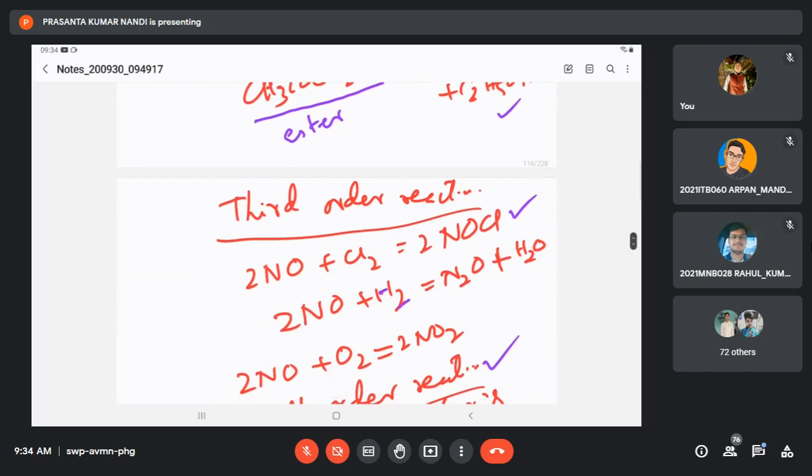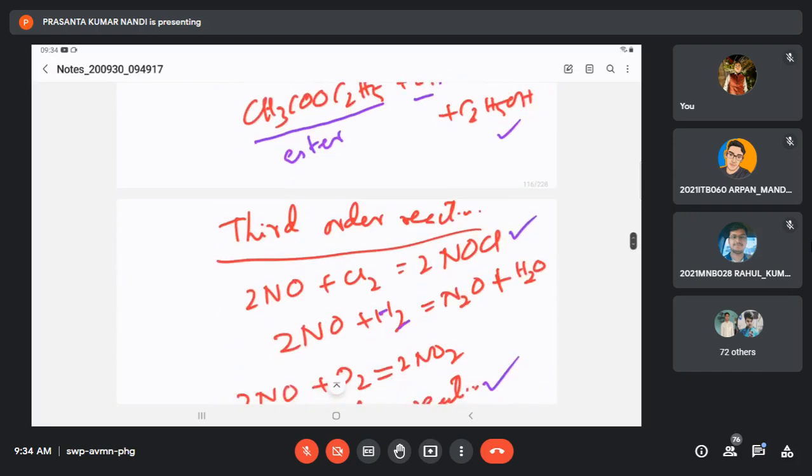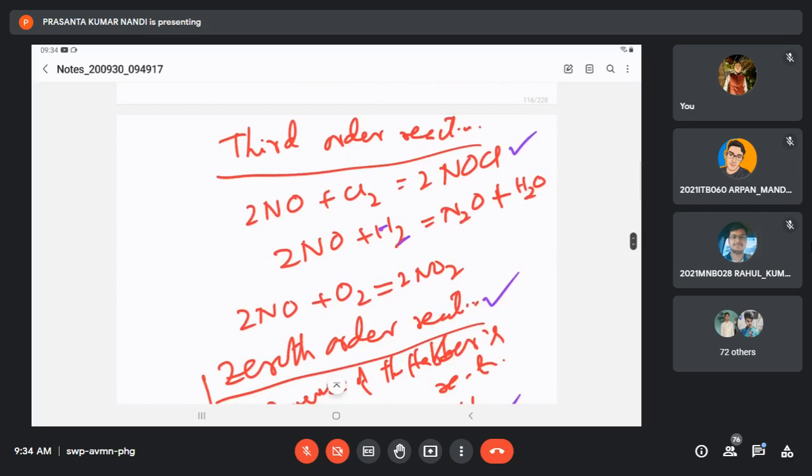Particularly hydrolysis of esters in acid medium, that I can give you as an example. That's a typical example. Now this is a third order reaction. In the third order reactions, we see formation of nitrosyl chloride from nitric oxide and chlorine. Likewise, formation of nitrous oxide, N2O, from NO and H2. And the formation of brown gas NO2 from NO and O2. So these are the typical third order reactions.